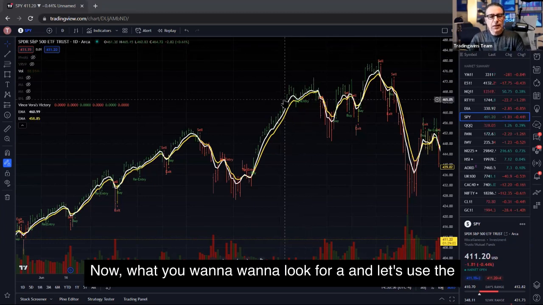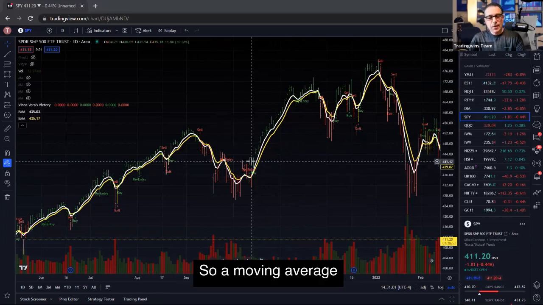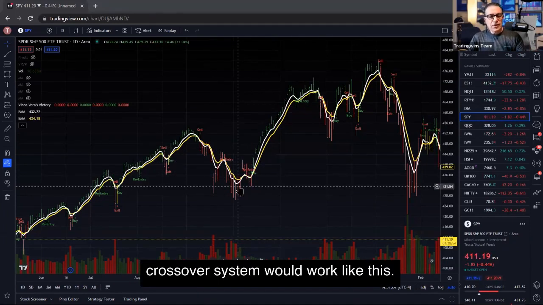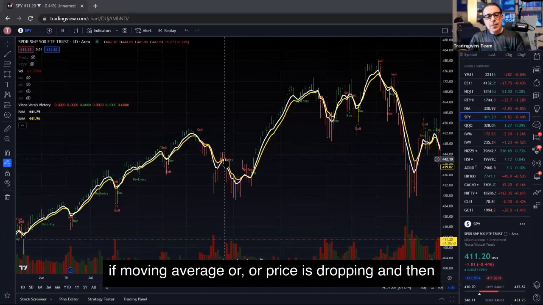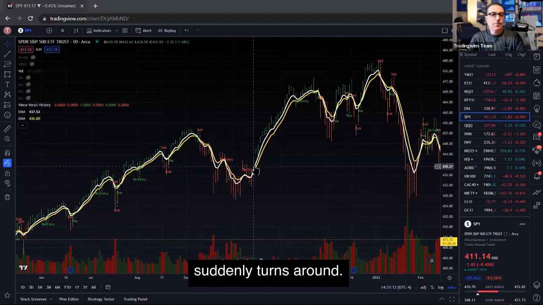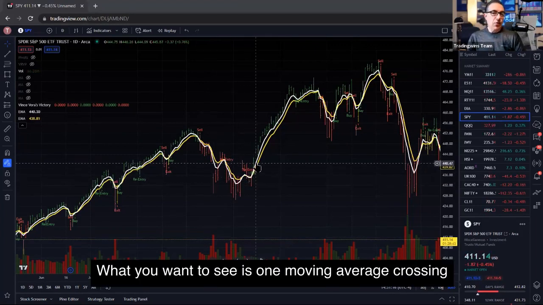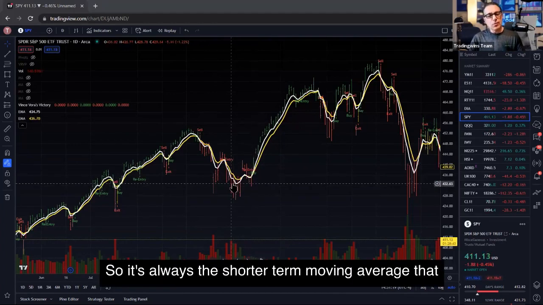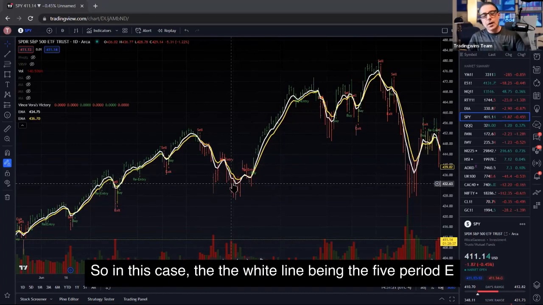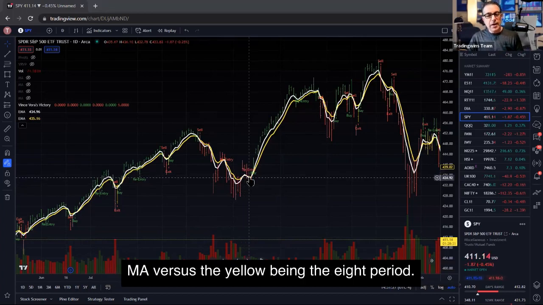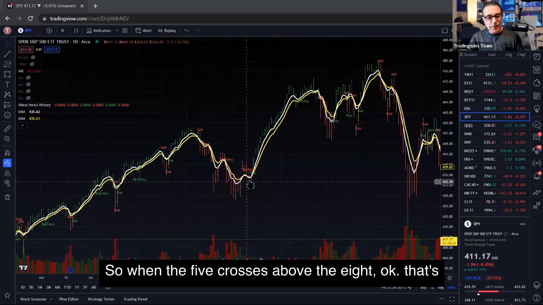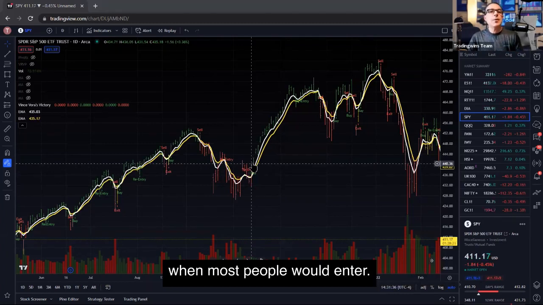Now, what you want to look for, and let's use the most common approach, which is a cross. So a moving average crossover system would work like this. If the moving average or price is dropping and then suddenly turns around, what you want to see is one moving average crossing over the other. So it's always the shorter term moving average that reacts a little quicker. So in this case, the white line being the 5-period EMA versus the yellow being the 8-period. So when the 5 crosses above the 8, okay, that's when most people would enter.